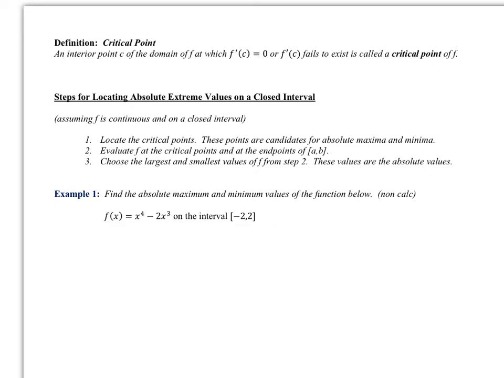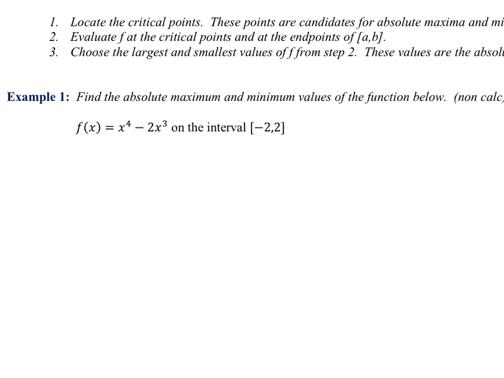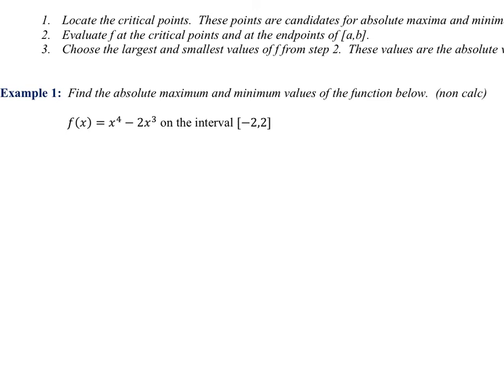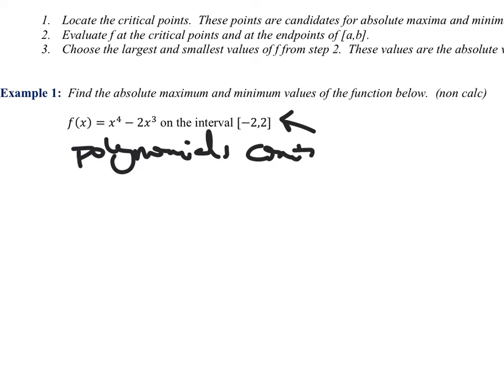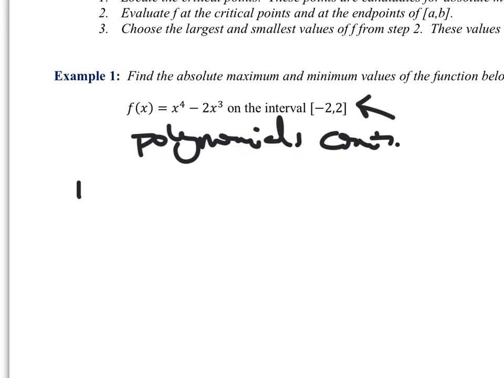Okay, so first off, here's an example. We have to determine if we have continuity and a closed interval. Well, clearly there's a closed interval, and all polynomials are continuous. Okay, so we can check off those first two things. Is it continuous and is it on a closed interval? So the next thing we'll do is find those critical points.